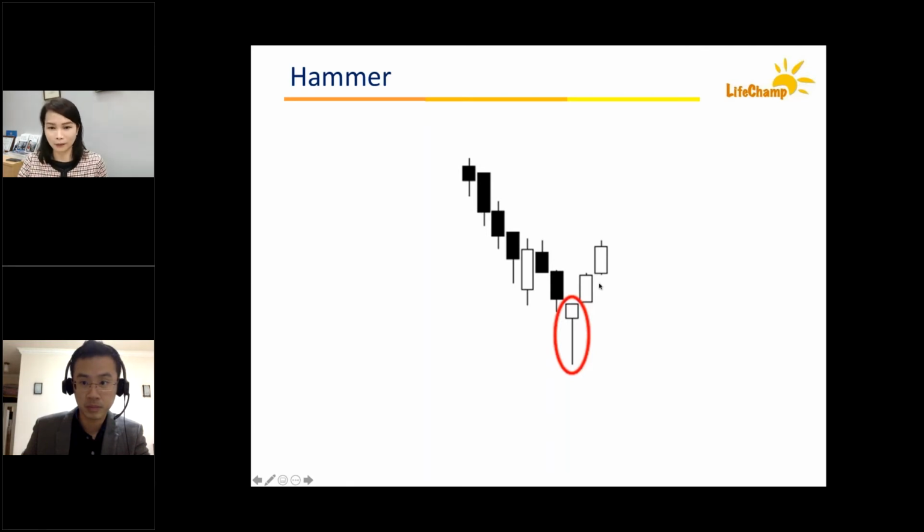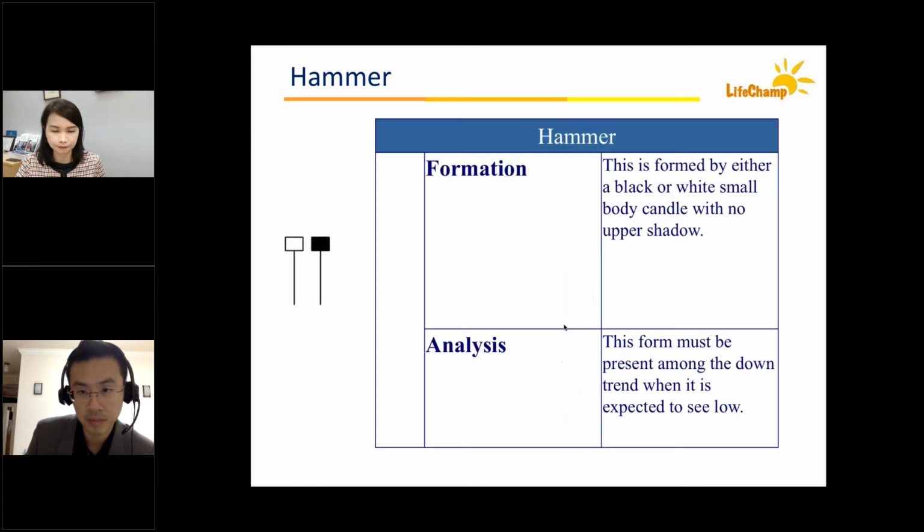So this is called a hammer. In a downtrend, when you see this hammer with a very long tail at the bottom, like I said, it means strong support. That means this turnaround is going to be a strong signal. This trend reversal is a strong sign.